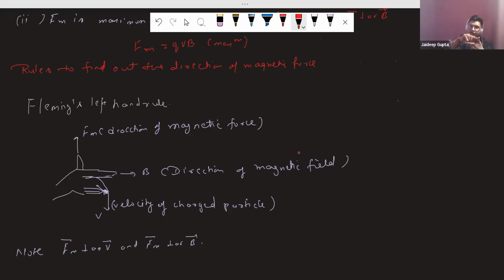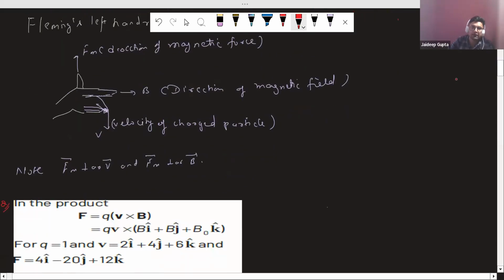Thumb will give you the direction. You have to align your forefinger along the direction of the magnetic field and your central finger along the velocity of the charged particle. Then the thumb will give you the direction of the force. Just remember one thing: in this, the force is perpendicular to the velocity and the force is perpendicular to the magnetic field.